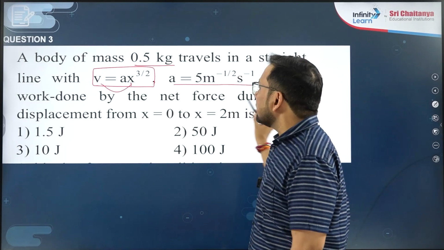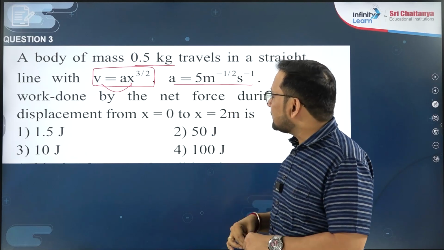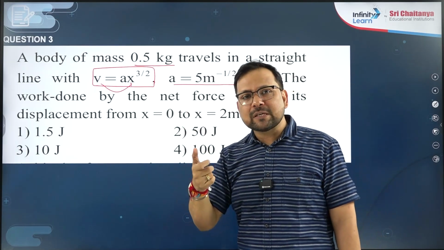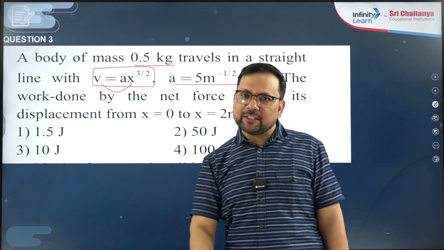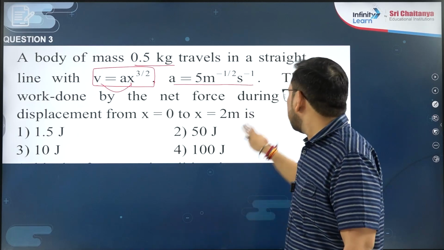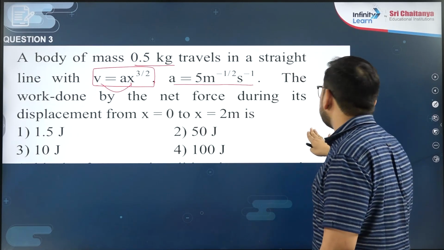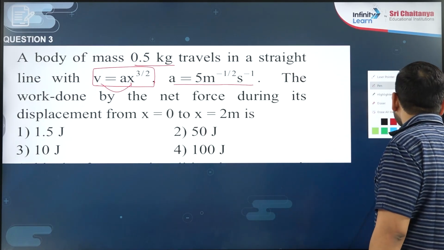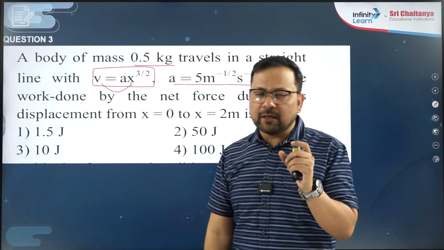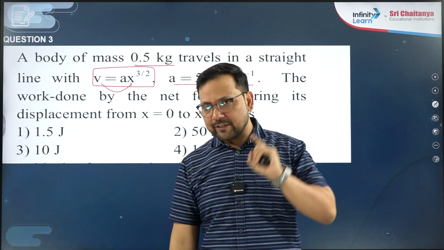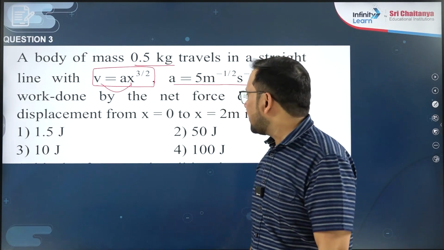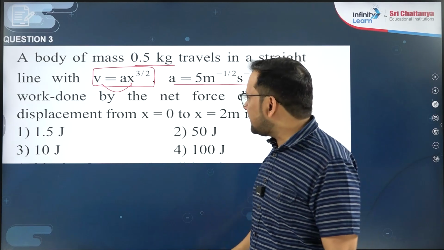The work done by the net force. See the terminology of the question: work done by net force, work done by all the forces, it triggers you, tells you to use the work energy theorem. And moreover, speed is also changing because the speed depends on x during its displacement from x equal to 0 to x equal to 2. We have discussed that whenever speed changes, equation-wise, I will not go on acceleration. I will change kinetic energy and we will find the work. So acceleration is not required here.